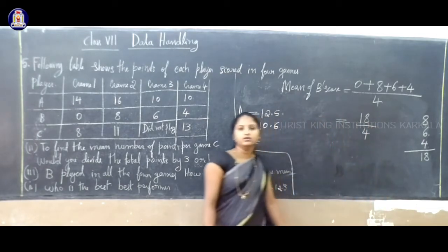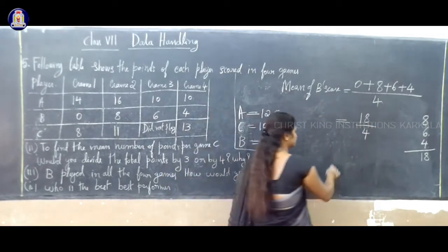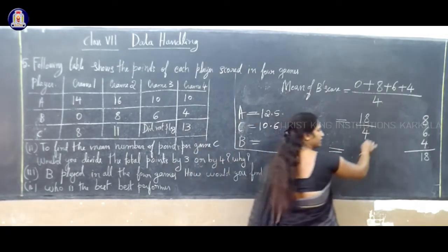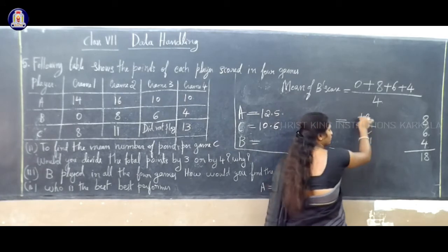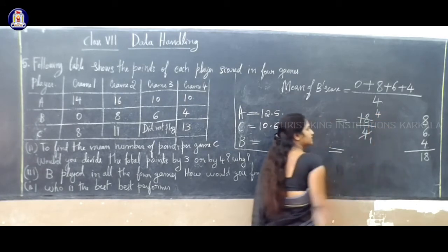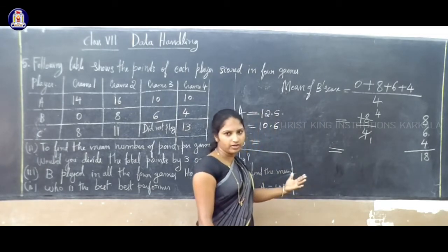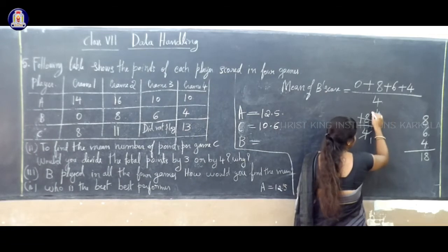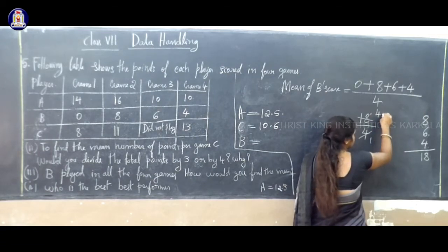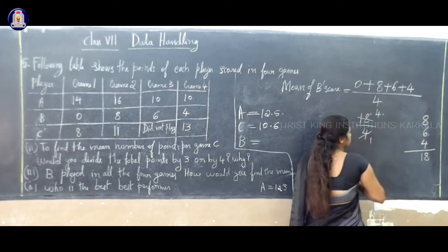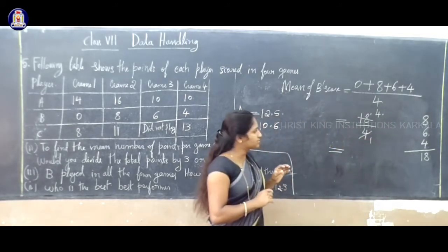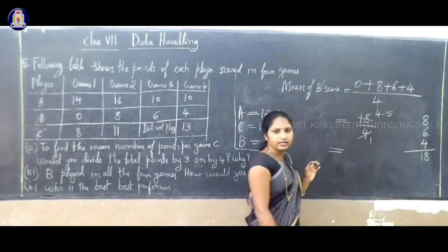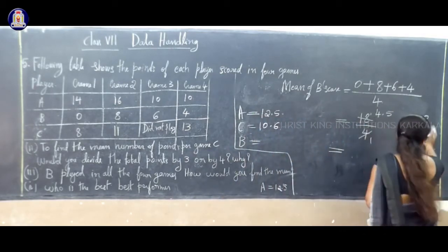18 divided by 4. If you divide this, 4 ones are 4, 4 fours are 16. 4 fives are 20, but we cannot write 5 yet. So 4 fours are 16, and the remaining is 2. So you can write a decimal point, then it will become 20. So 4 how much are 20? 4 fives are 20. Clear?